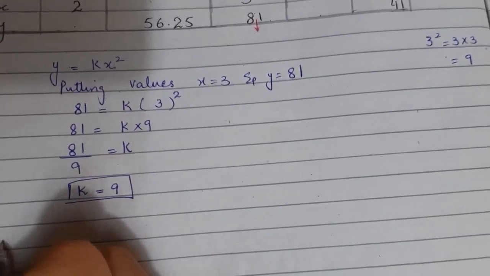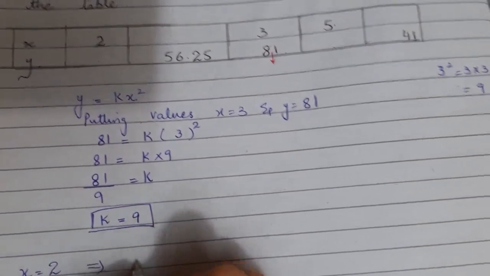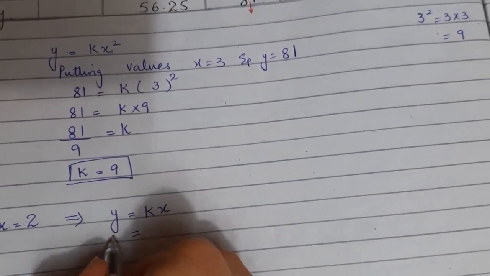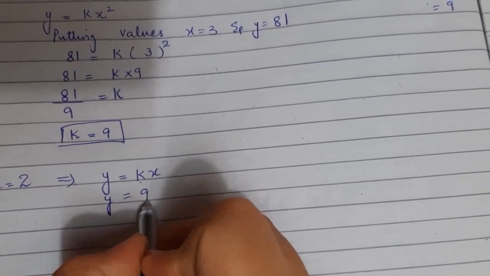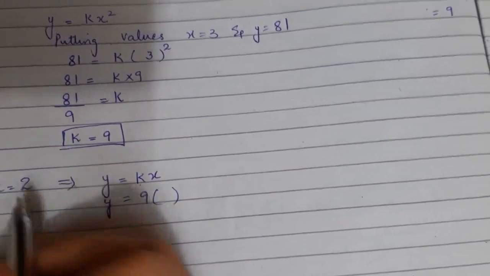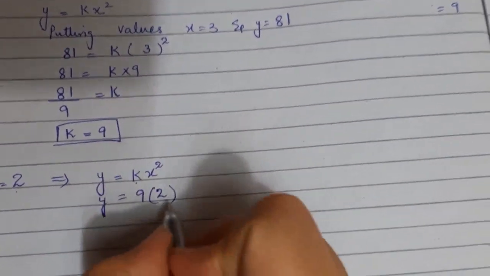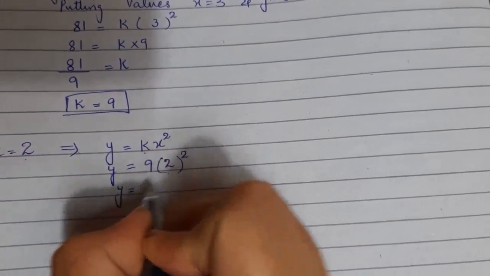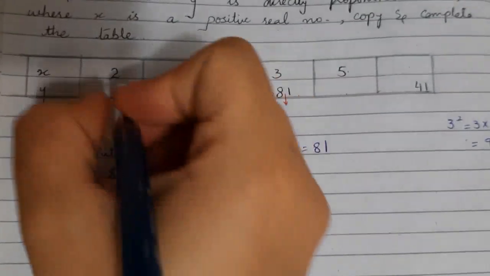Now for x equals to 2, we have the equation y is equals to kx square, and we have to find the value of y. What is k? k is 9. And what is x? x is 2. The power of x is 2, so we are going to take the power of 2 as 2. y is equals to 9 multiplied by 4. y is equals to 36. So we are going to write 36 here.